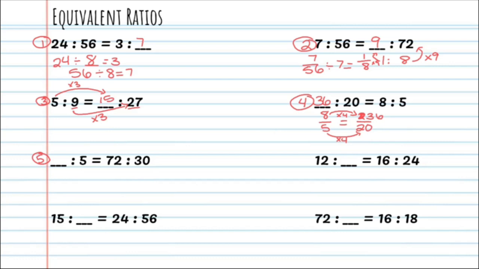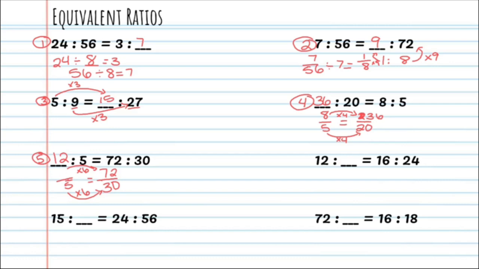So just like we did up here, we're going to have blank to 5 is equal to 72 over 30. What times 5 gives us 30? 6, right? Or we can look at it as 30 divided by 5 would give us 6. We have to do the same thing to both sides of the fraction. 72 divided by 6 would be 12. So we have 12 to 5 is equal to 72 to 30.